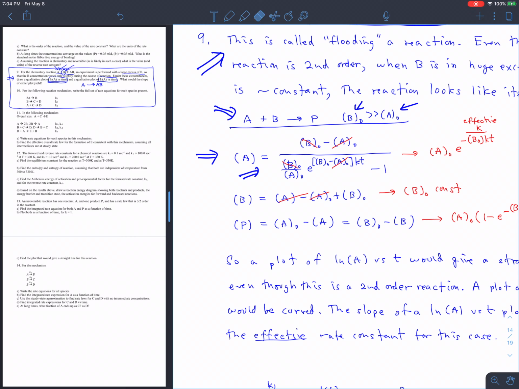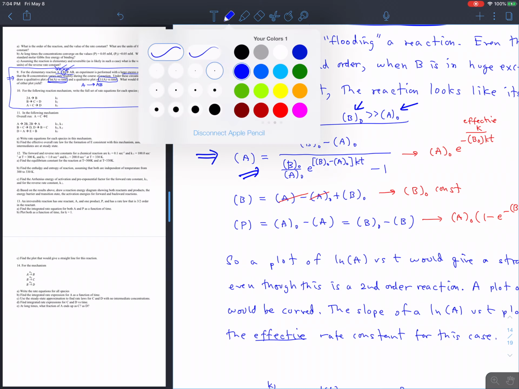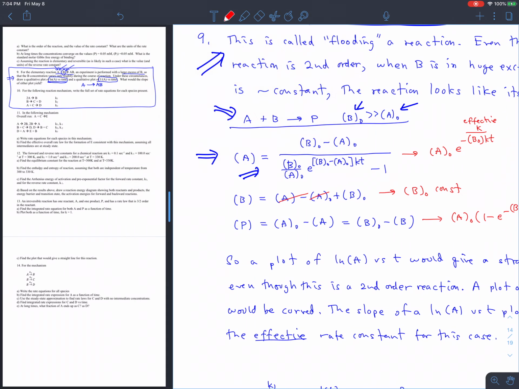In that case, let me erase some of these red lines here, and I'll put them back in as I'm going through it. First of all, that's going to mean that this B over A here is huge compared to this other thing over here, which means that this term is the only one that's going to survive, right? This term's going to be negligible.